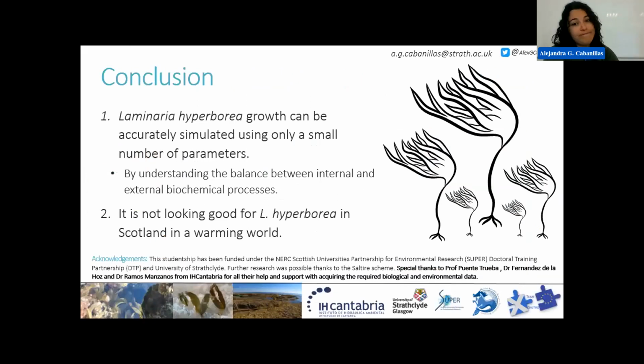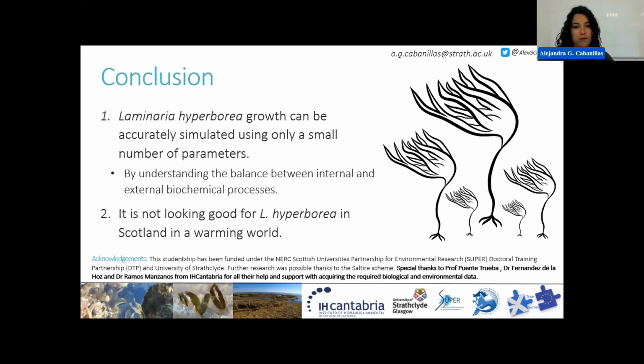In conclusion, Laminaria hyperborea growth can be simulated with a process-based model with a sparse number of parameters. And if you like maths and modeling, this is actually really exciting. And this is being done by understanding the balance between internal and external biochemical composition of the plant. This has excellent implications for future incorporation of this model into forest and ecosystem models, as it really facilitates maintaining accuracy and it limits the computational power and the data required to utilize it.